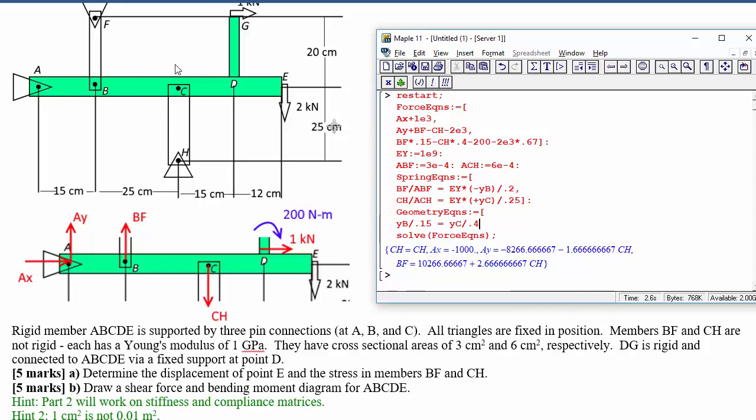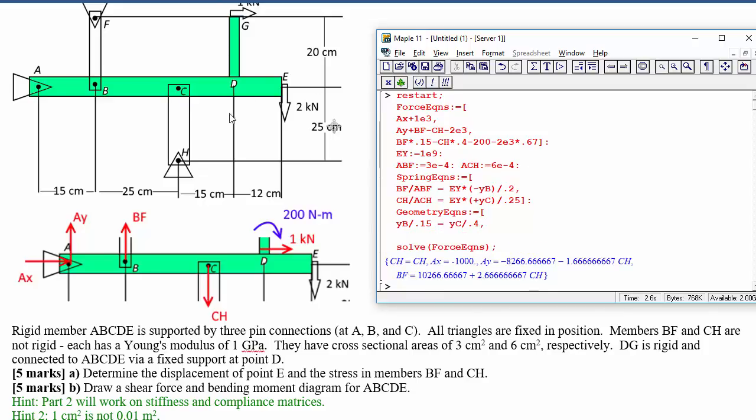And then same thing, the question actually asks us about the displacement of point E. So the amount that point E moves up divided by the total length is also related to either of these. So we can pick whichever one we like. Let's say YB. Okay, so now we've got spring equations, geometry equations, and the force equations. And these all together are enough to solve.